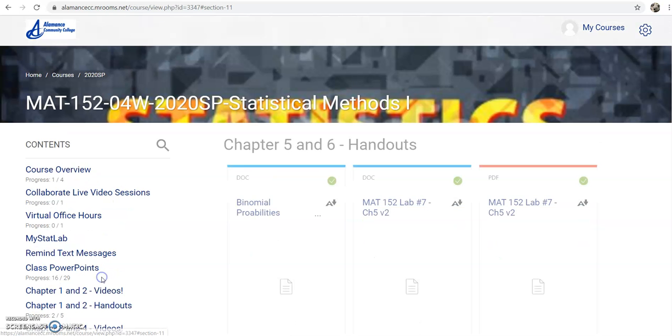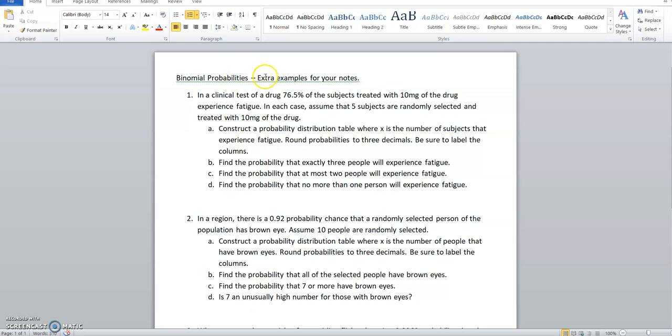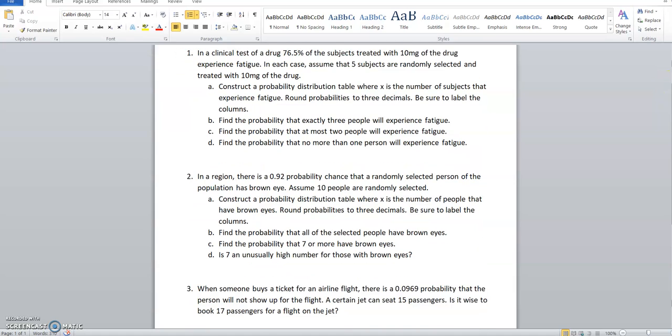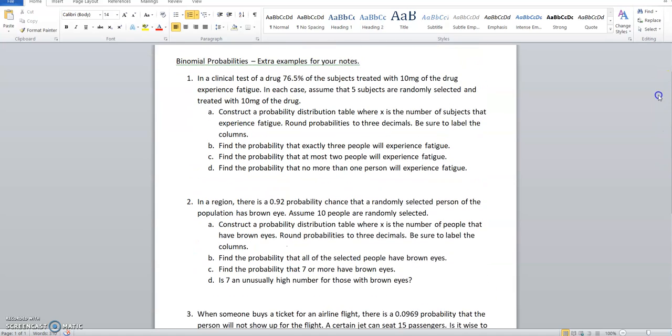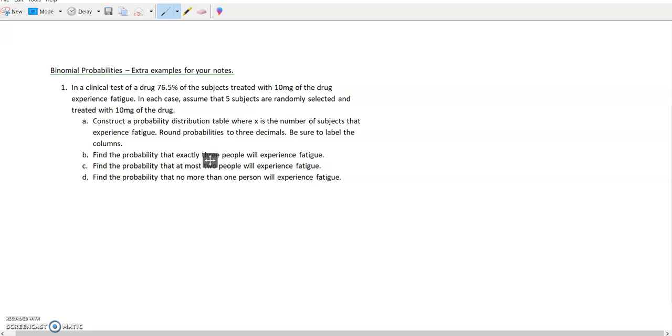What I'm going to do is go to a handout here that says Binomial Probabilities. I think it's actually called Binomial Probability. It's extra examples, so this isn't a grade, it's not an assignment, it's just extra practice problems. I want to go through this first one with you real quick. I have copied it over here, and this is just a tool where I can write on this screen. Let's talk about this problem.